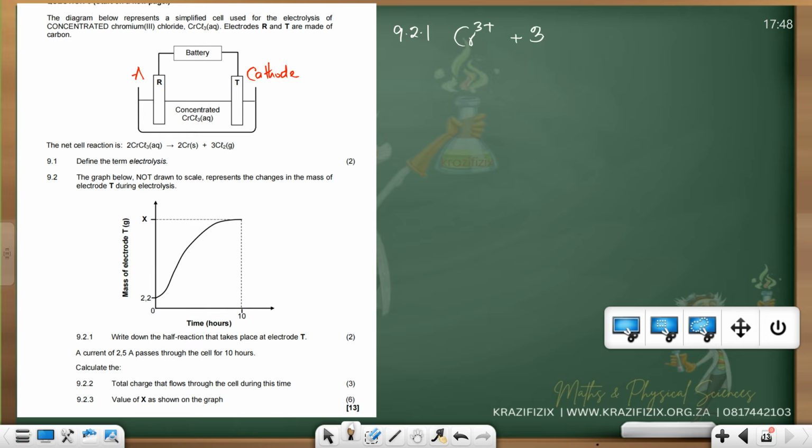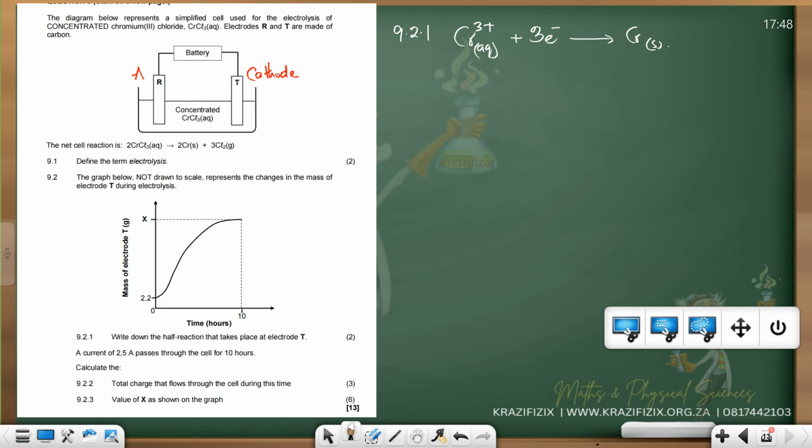Cr3+ will gain what? 3 electrons to give me what? Cr solid. You see that, right? So just connect the whole thing. It's gaining mass. For me to gain mass, I must produce what? A solid. We're done. But you can use the table.